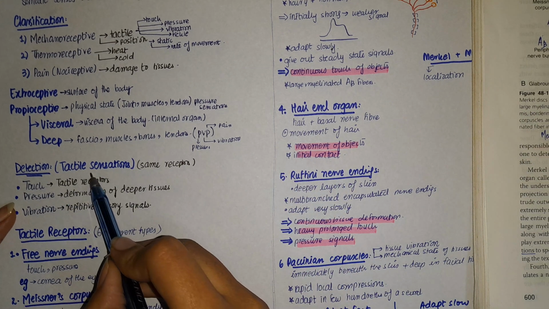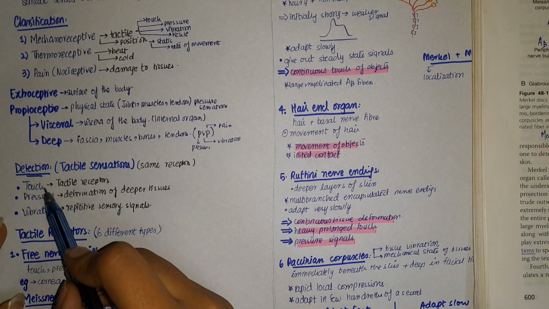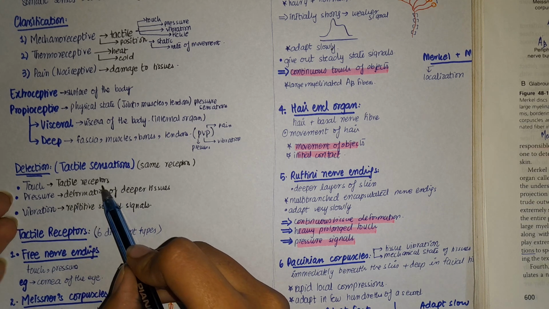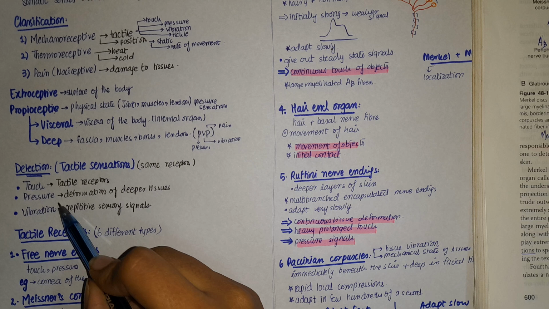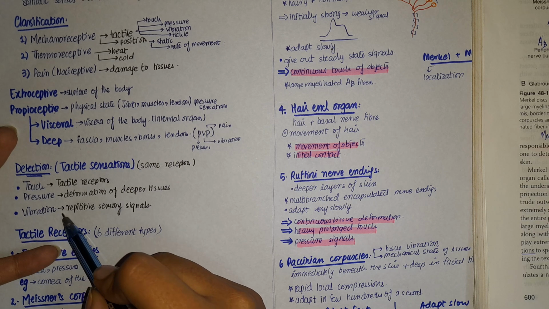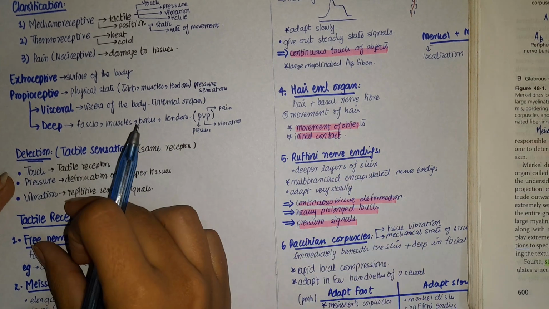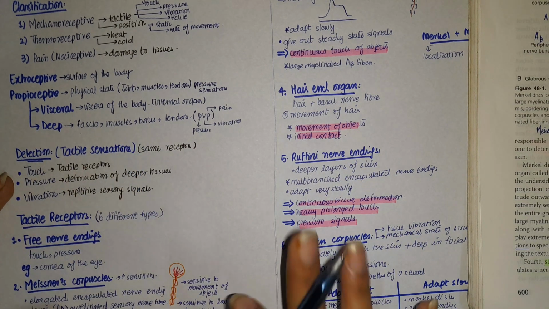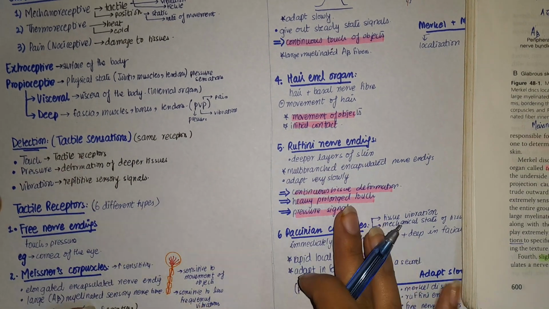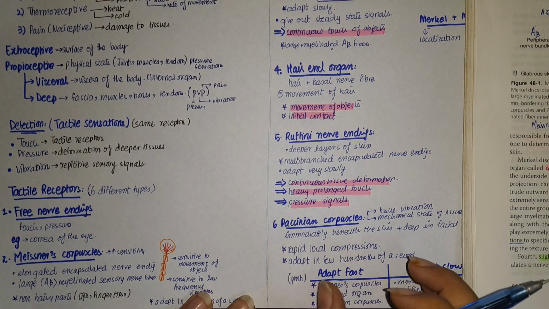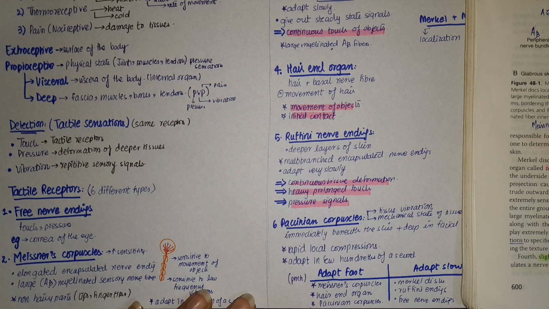Tactile means touch. So they can be touch, they can be pressure, they can be vibration. Touch is detected by tactile receptors. Pressure is detected via deformation of the deep tissues, and vibration by repetitive sensory signals. And for the tactile receptors, the touch receptors, there are 6 types. We'll discuss each and every receptor in detail, and we'll discuss which one adapts faster, which one adapts slower, which will help us to classify whether they are detecting slow sensations or fast ones, etc.